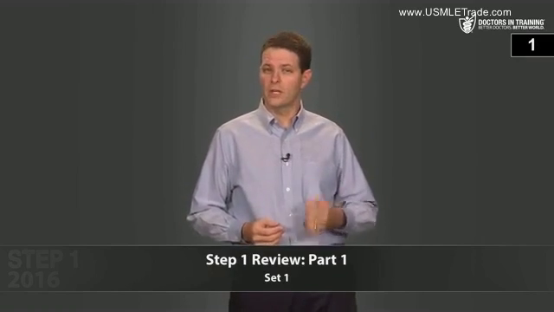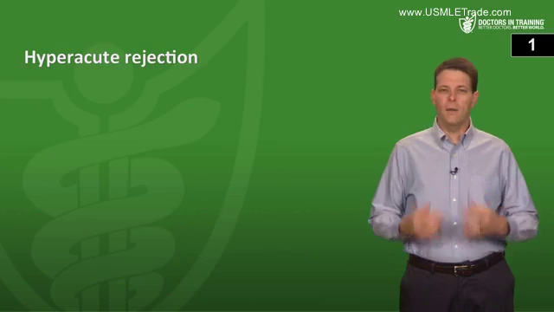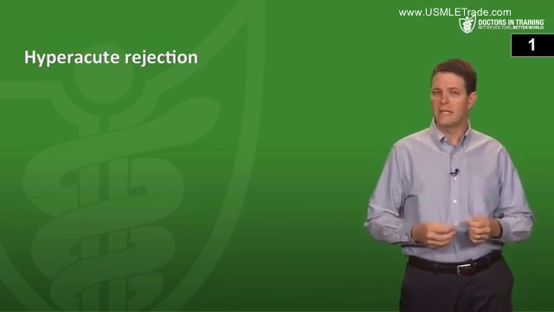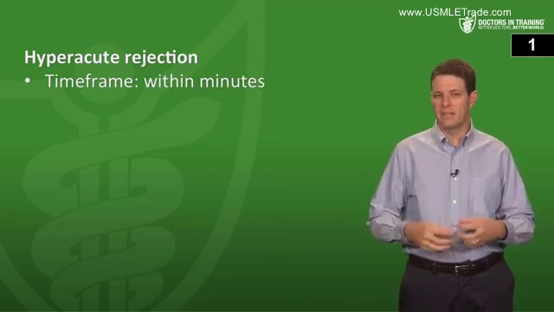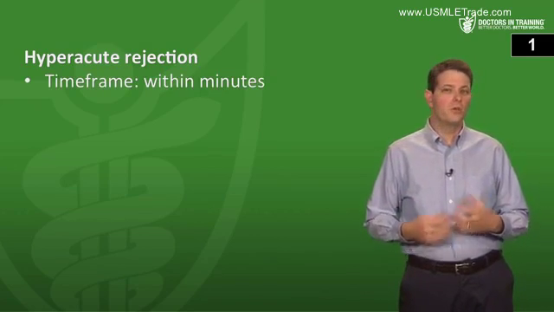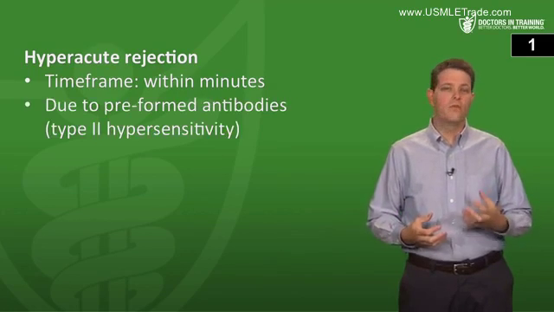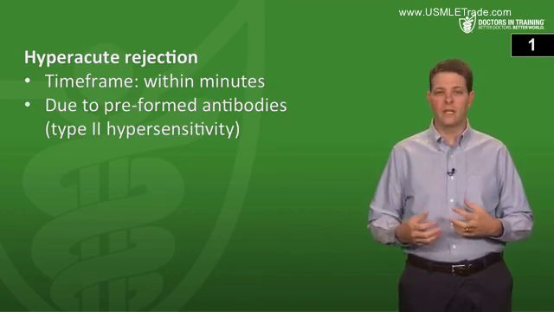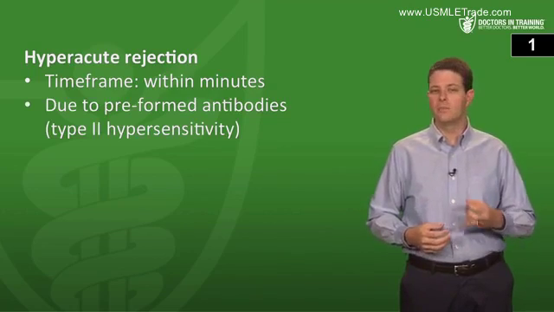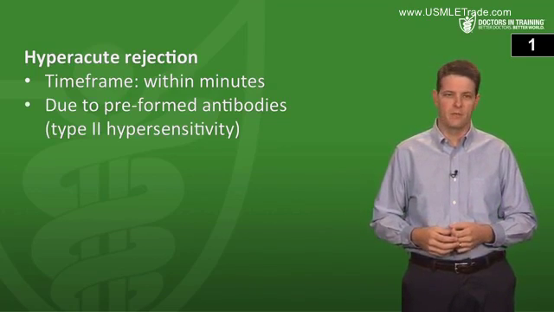First question, which immune response is responsible for hyperacute, acute, and chronic transplant rejection? And what's the time frame for each? Now, I'm actually going to start with the time frame and then I'll give you the immune mechanism. So hyperacute rejection begins almost immediately, within minutes of the transplant being placed in the body. So what kind of immune response is capable of attacking a transplanted organ so quickly? Preformed antibodies that are already circulating in the host's blood. So this is a type 2 hypersensitivity reaction.